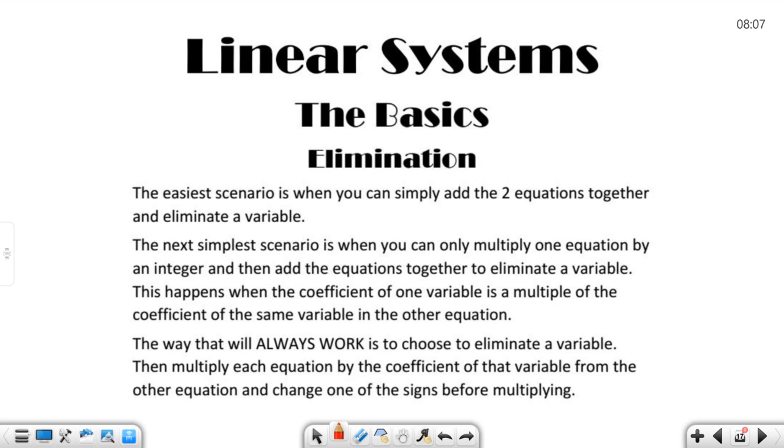You can multiply each equation by the coefficient of that variable from the other equation and change the sign of one of them. Change one sign before you multiply. So what I mean is if I have 2x and 5x in my two equations and I have other stuff in there, then I swap the 5 and the 2. I put a 5 up here and multiply by this equation and a 2 down here, and then I change one sign. Swap the two coefficients and change one of the signs.